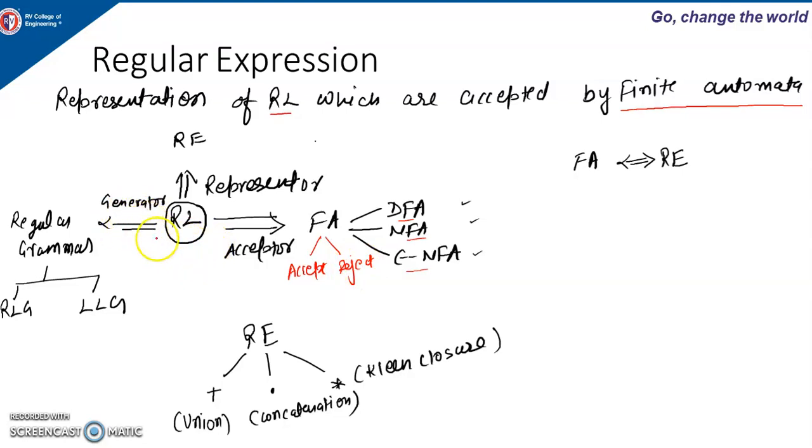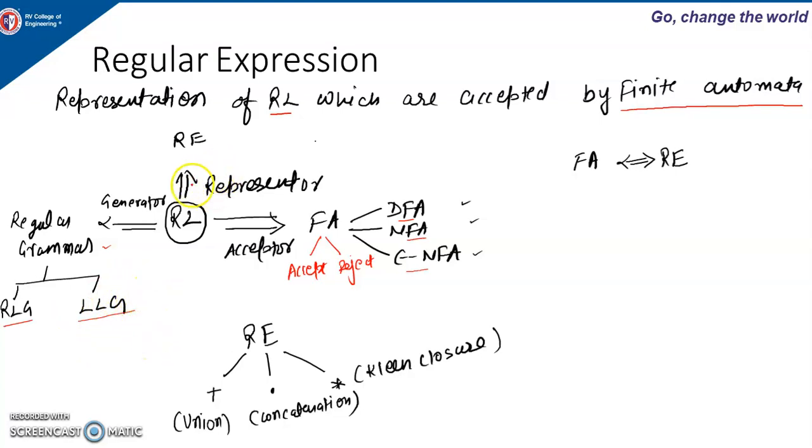Now what is generator? Given a language, and that language will be a regular language, it will generate all the strings in that language. So generators are nothing but the grammar, and for regular language the grammar is called regular grammar, and there are two types of regular grammar: right linear grammar or left linear grammar. This in detail I will be discussing in upcoming videos.